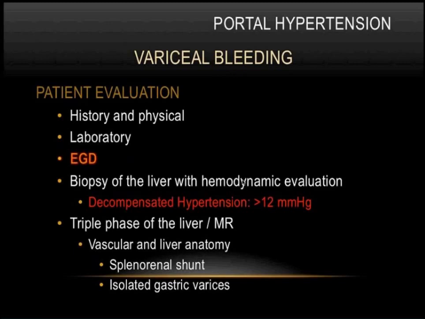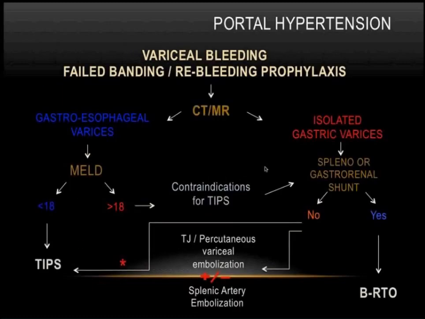So how do you evaluate the patient? A physical history, labs, EGD, of course, showing the degree of varices. Again, I recommend you get a transjugular biopsy with hemodynamic evaluation, because then you're going to stratify the patient as compensated or decompensated. It's pretty much the same principle. Assess the liver failure and do the transjugular biopsy. So here, you have a patient who had a severe acute bleeding, or you are treating for rebleeding prophylaxis. So you do the transjugular biopsy and the imaging.